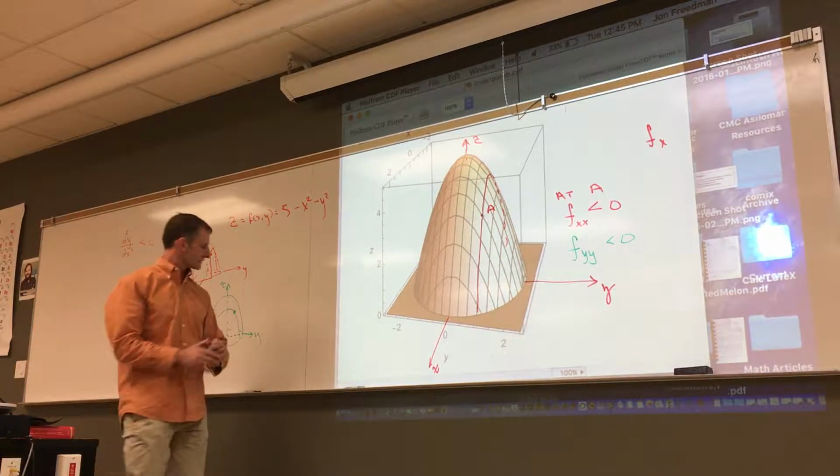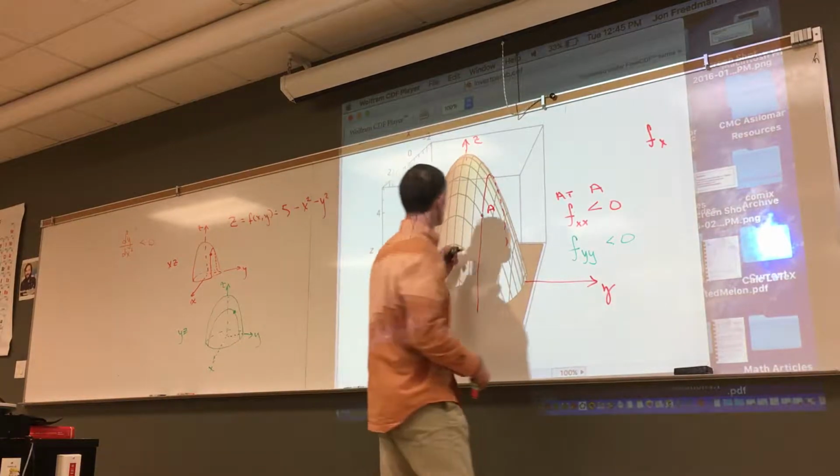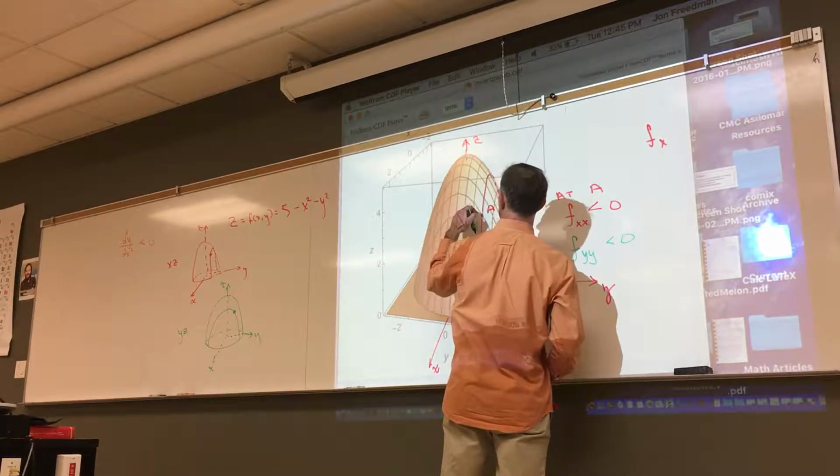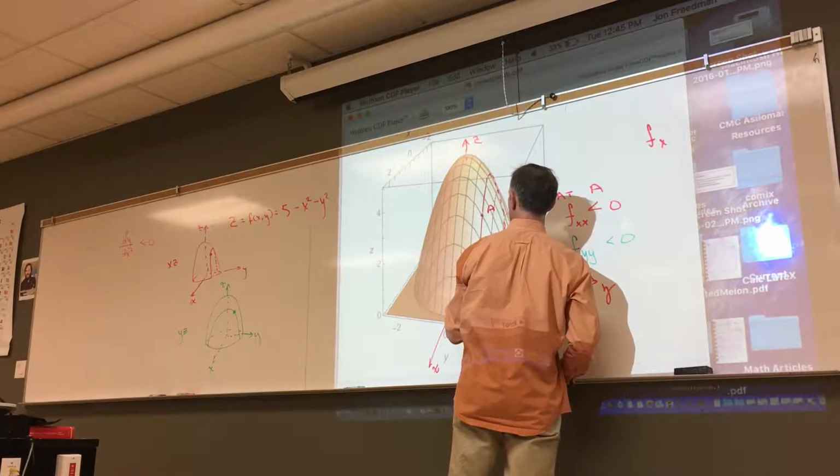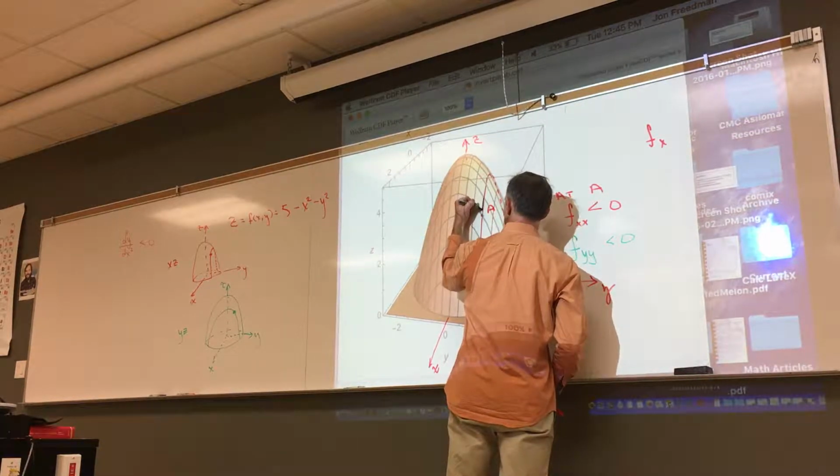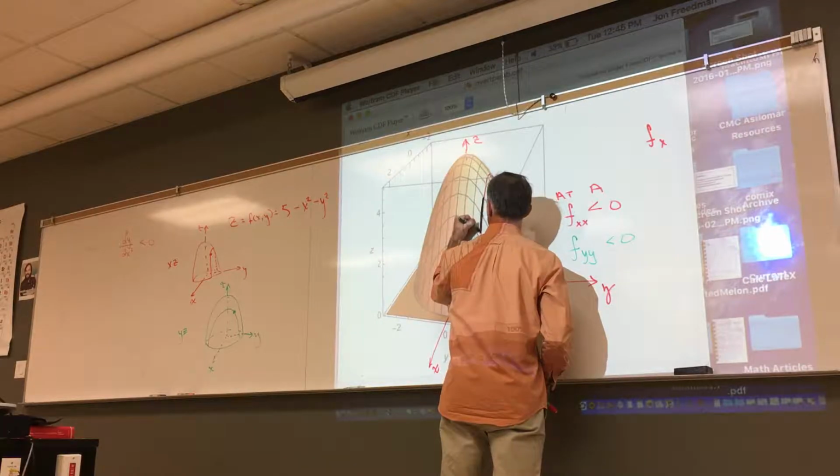So my question then is, let's look at this point and consider, forget all this other stuff for a minute, the tangent line at that point. It looks like this, right?